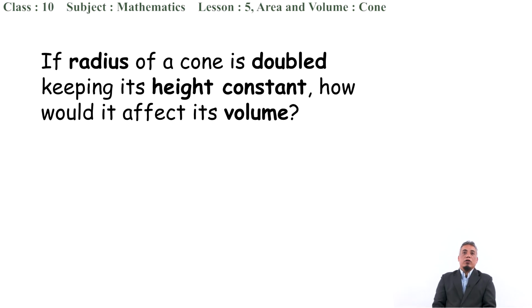Okay, so we have got another question here. It asks you about the effect on volume while radius is doubled. It reads as, if radius of a cone is doubled, keeping its height constant. That means you are going to increase the radius, that means base area will also be increased, but height will not be changed in this case. So how would it affect its volume? When we double the radius, how would it affect its volume? So what's your answer?